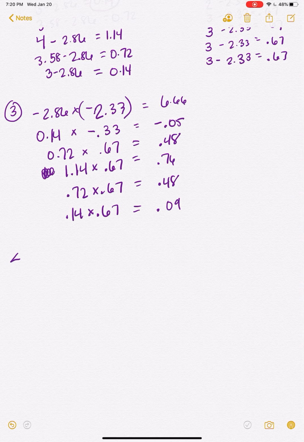Now, in step 4, I'm going to take the sum of these numbers. So add all those together, 6.66, and then add in the negatives. What I got when I added all of those up was 8.42.